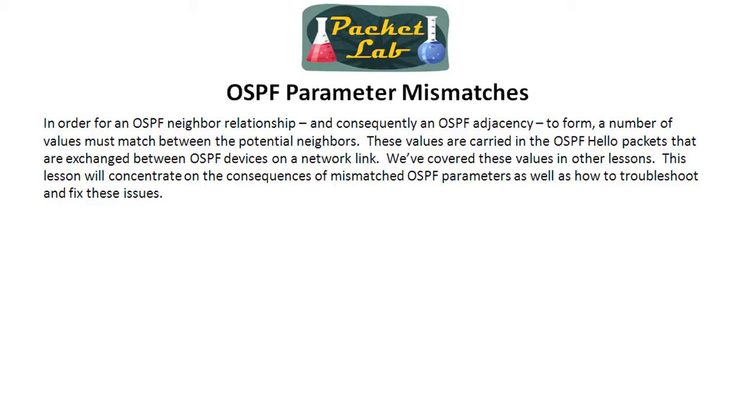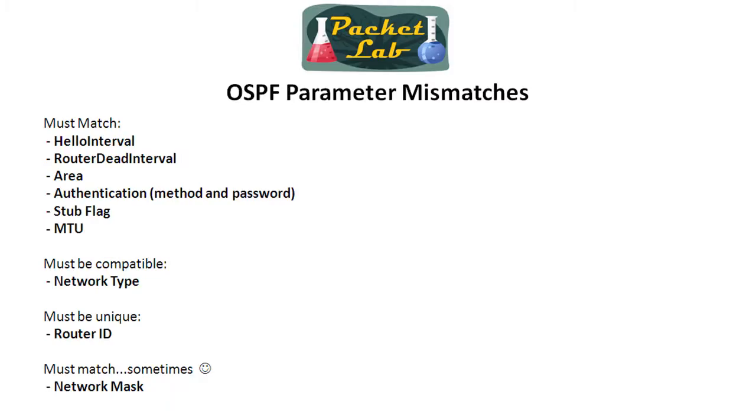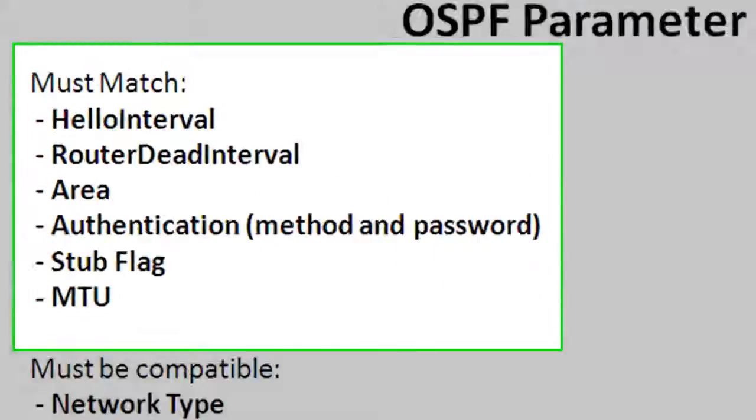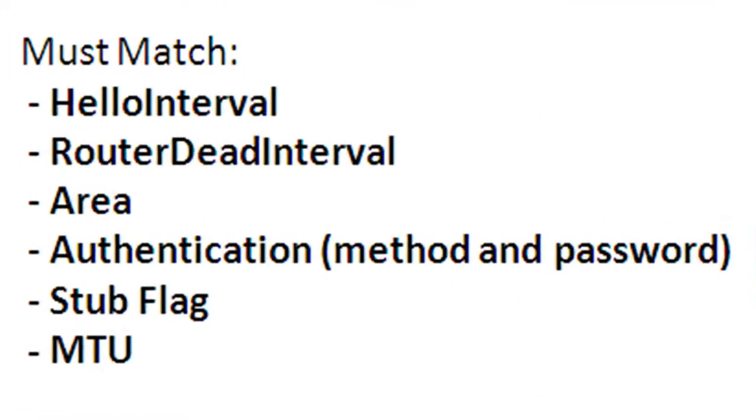And what we're going to do in this lesson is concentrate on the common problems with bringing up OSPF neighbors, getting that adjacency established so that you're exchanging routes back and forth. And these are the OSPF parameters we're going to take a look at, these mismatches. So when you're looking at this, the ones that must match, these first 6 here, are the HelloInterval and the RouterDeadInterval, and then the area. And then authentication really has 2 parts. It's method and password. Obviously, both of those must match for this to work.